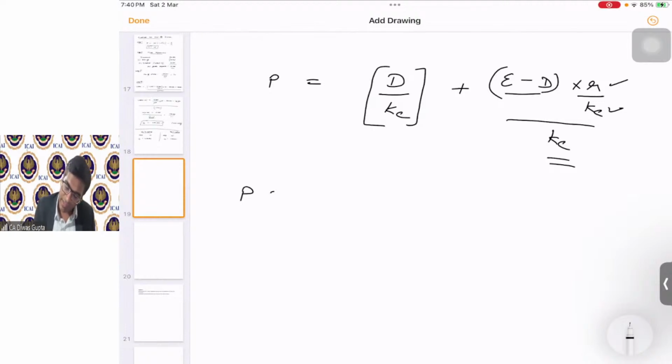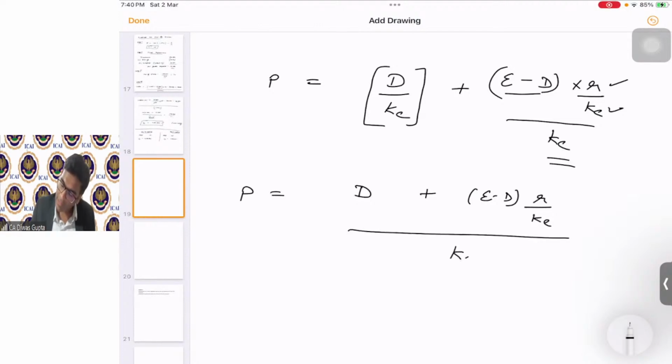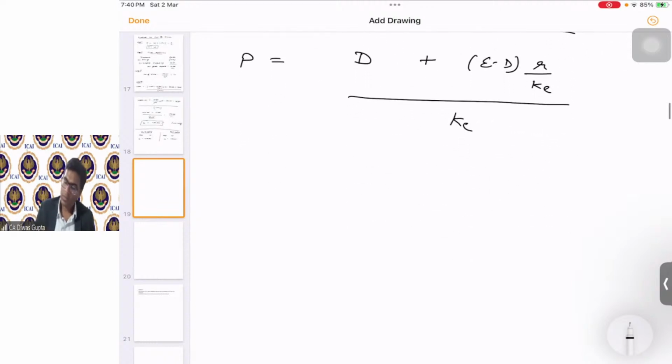So if we rewrite this, the price will be dividend plus earnings minus dividend into R divided by KE, whole divided by KE. This becomes the price. So P is equal to price of the share.